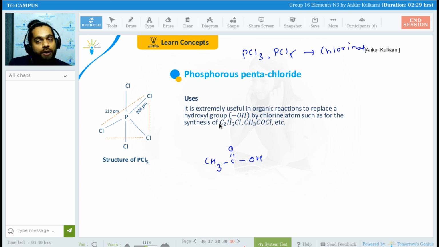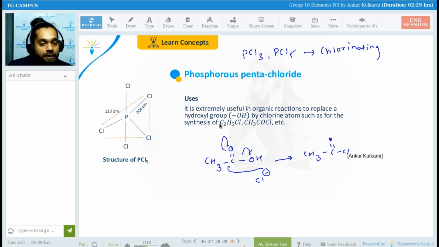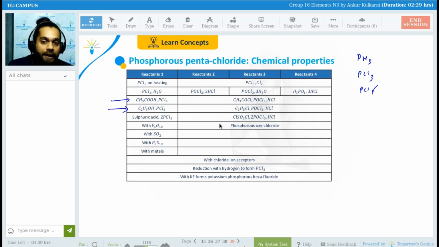What happens? You get Cl minus from that. Cl minus comes, it attacks, and goes. So what did you get? CH3COCl. It basically replaces the OH, and that is the exact thing written over here. You have the OH, you have the Cl. If you react it with PCl5, OH will be replaced by Cl. Similarly, with an alcohol, OH will be replaced by Cl, because it is a chlorinating agent.